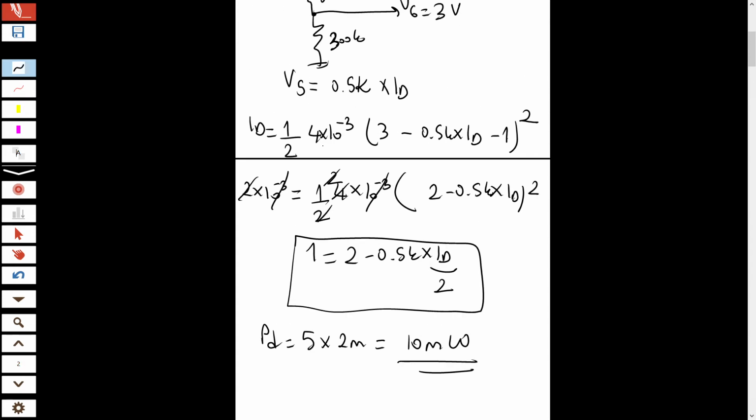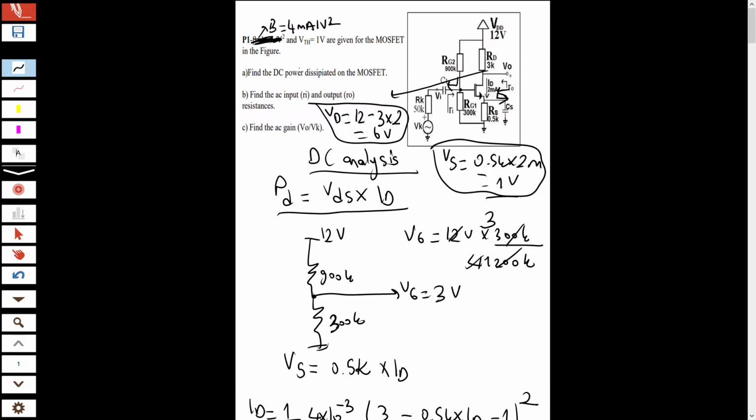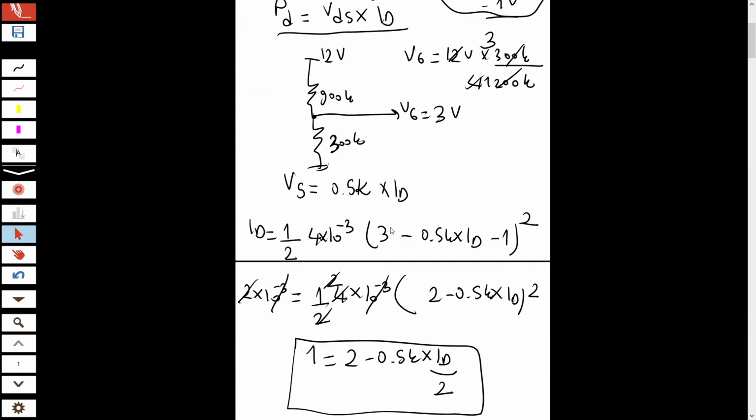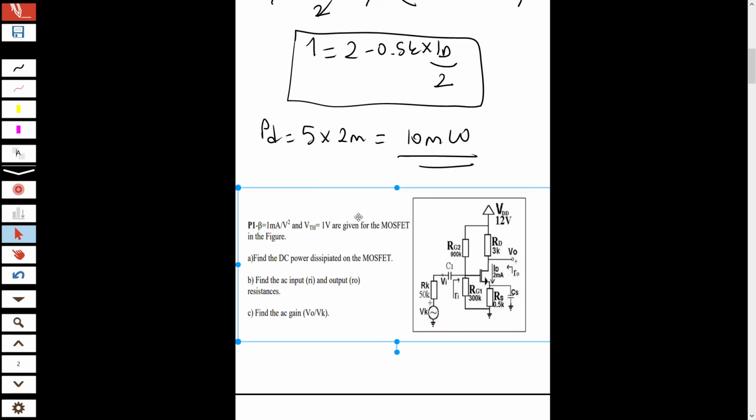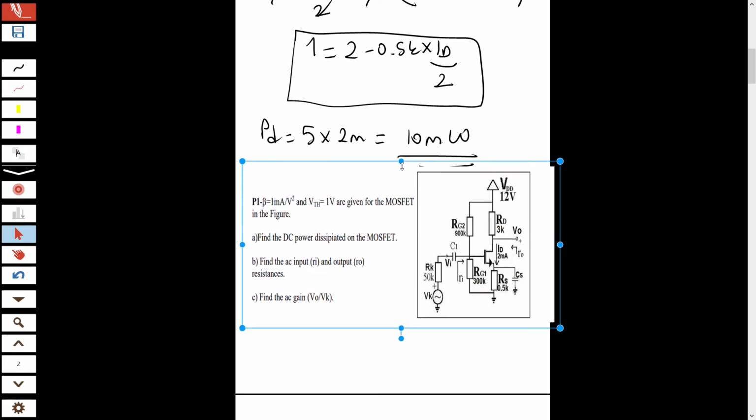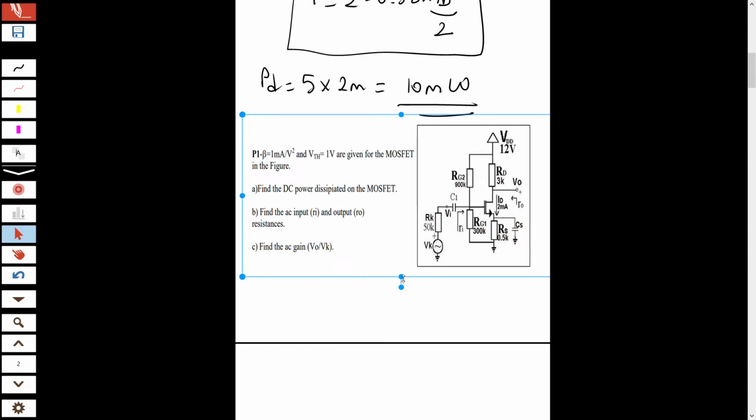Okay. Find the AC input and output resistances. This is an easy question. Why? Because I gave you the necessary formulation in my AC input and output resistances video. Let's look at again the graphic. Look at the circuit.